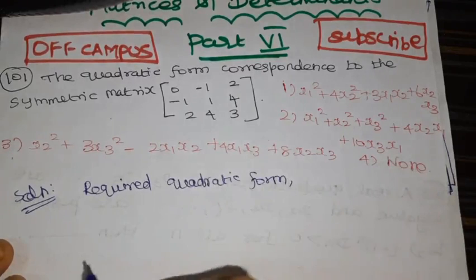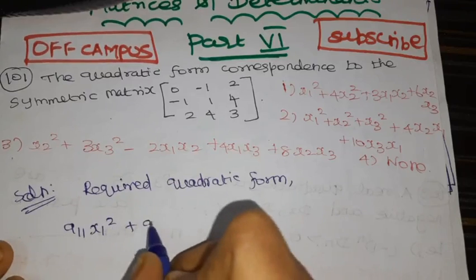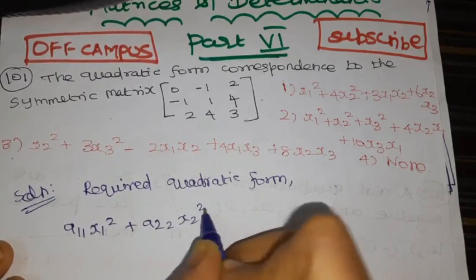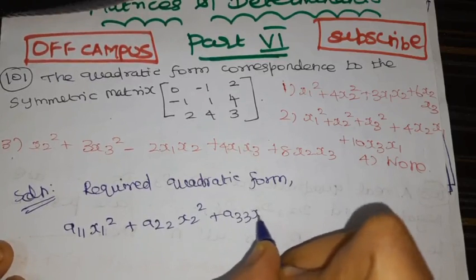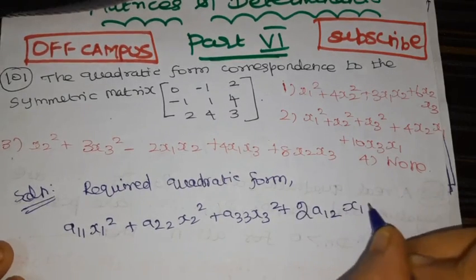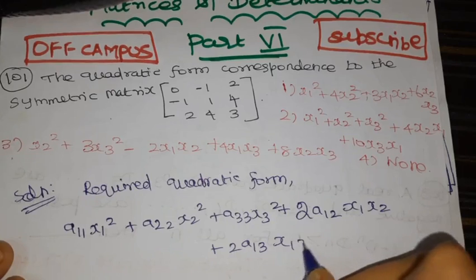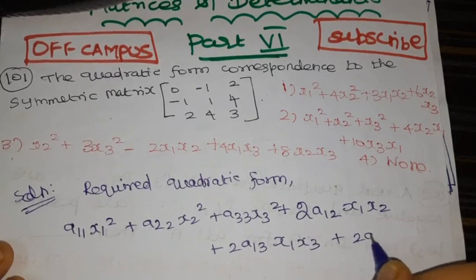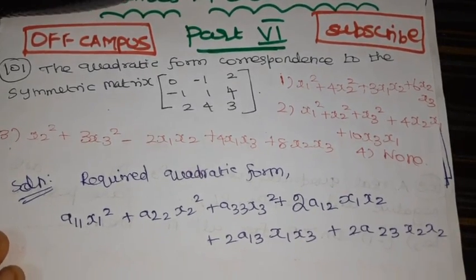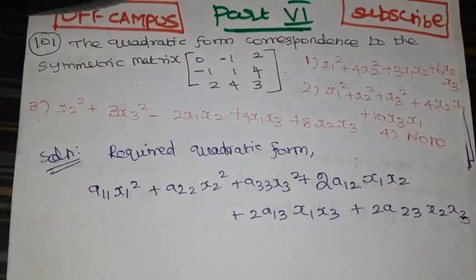The required quadratic form is a11 x1 squared plus a22 x2 squared plus a33 x3 squared plus 2a12 x1 x2 plus 2a13 x1 x3 plus 2a23 x2 x3. This is the required quadratic form. Now this is the given matrix, right?